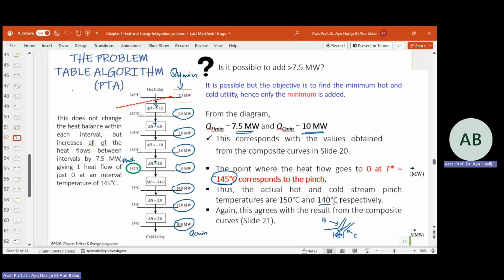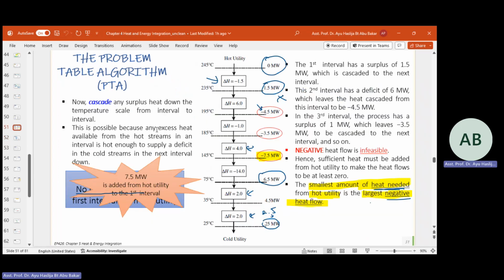Okay. Last class we stop here. The PTA, how to develop the PTA, the heat cascade, where we had gone through how to get the minimum hot utility. Just a recap. Once you obtain, by assuming the first cascade, 0 megawatt, pass through the delta H. Heat required.